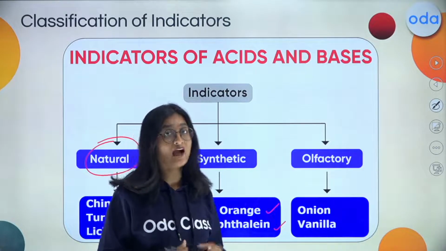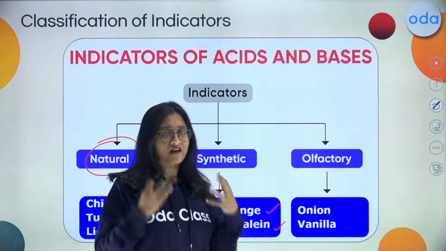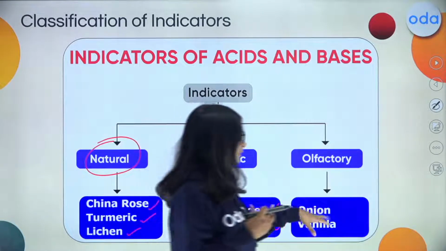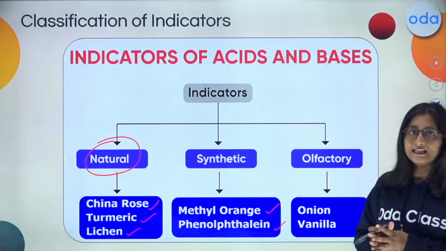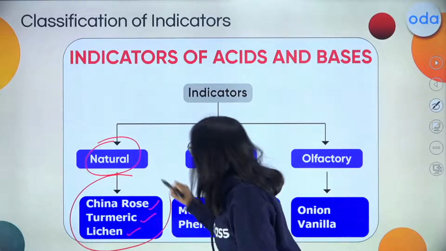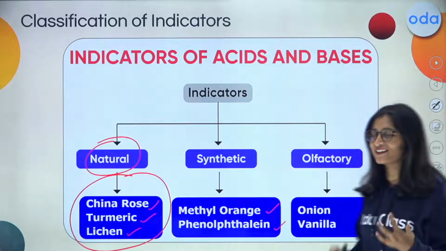And then we have the olfactory indicators. By sensing the smell only, we can find out whether it's going to be a base or an acid. And there we have onion and vanilla as the examples of the olfactory indicators. So in this class, I'm going to let you know about the natural indicators and how they show their magic.